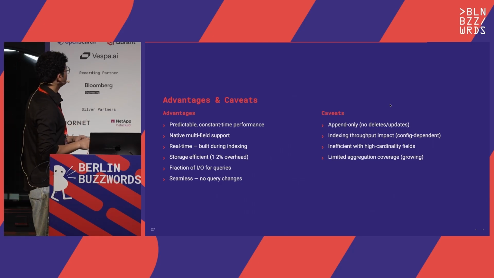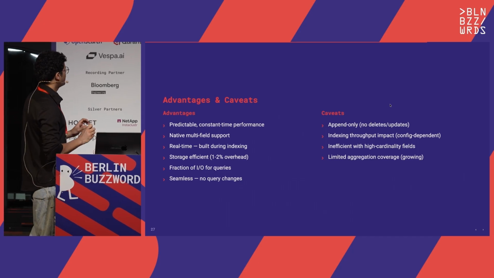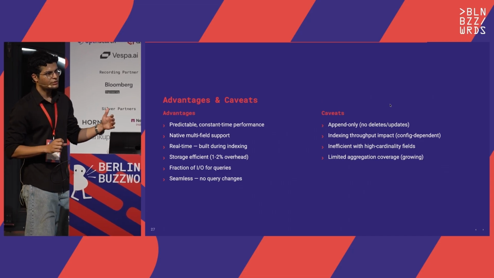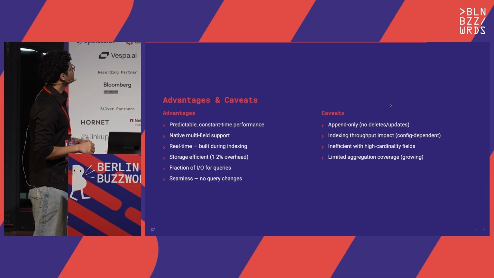Okay, so the next is fraction of IO for queries. It takes very little IO for queries. And the last one is that it is seamless. You do not require any query changes. Existing queries automatically start going to the star tree flow. No changes in bulk or anything.